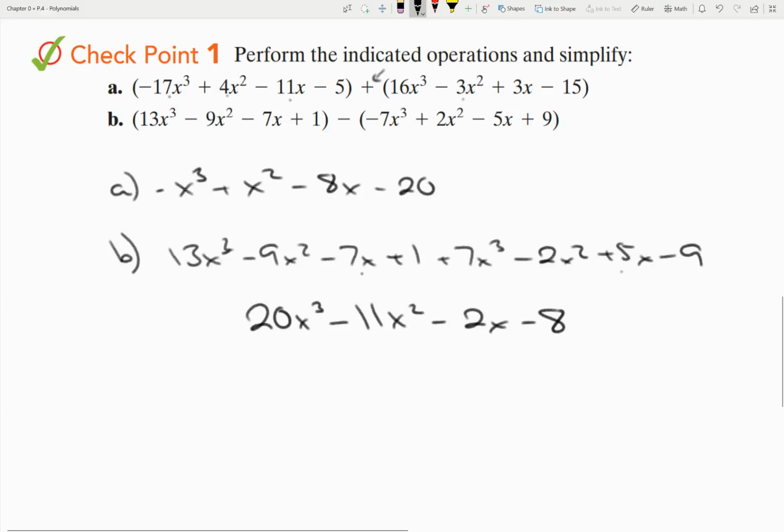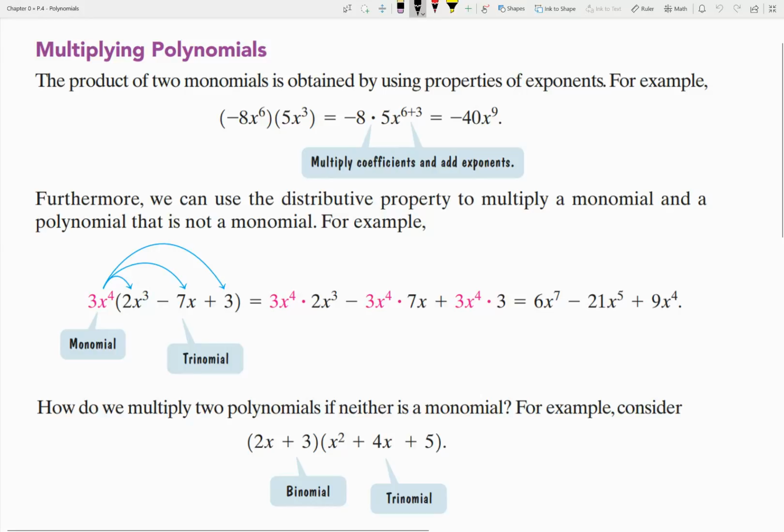Okay, and again, we have a third degree polynomial of 4 terms. So addition and subtraction, pretty straightforward. Okay, let's get into multiplication now.